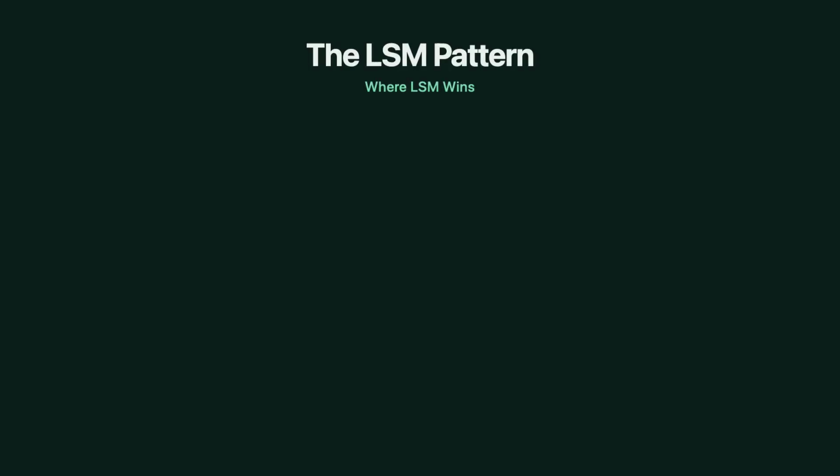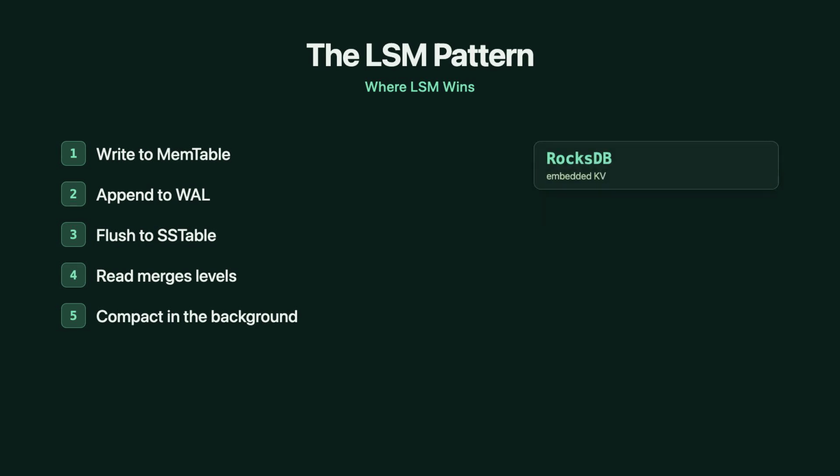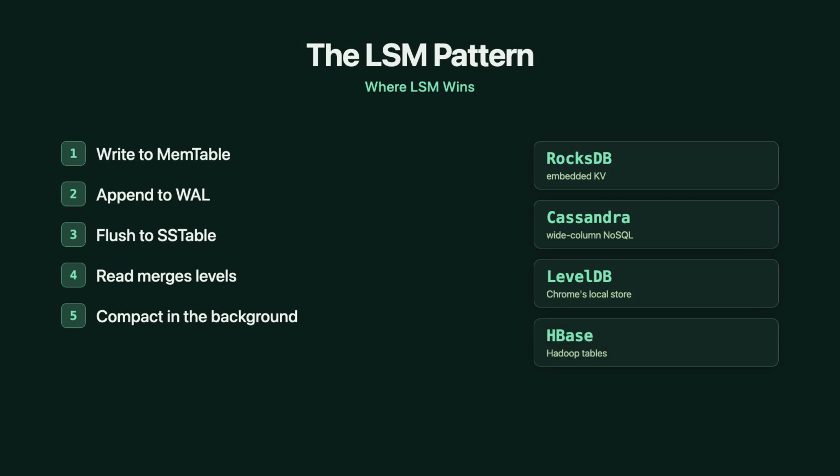Pull it all together, and you have a clean pattern. Write to the MemTable in RAM. Append to the write-ahead log on disk. When the MemTable is full, flush it as an immutable sorted string table. Reads merge across MemTable and SS tables, newest first, helped by Bloom filters and sparse indexes. Compaction runs in the background, rolling smaller files into bigger ones, dropping overwrites, and reclaiming tombstones. That pattern powers a lot of the storage you've used. RocksDB, Cassandra, LevelDB, HBase, ScyllaDB, and the storage engines underneath plenty of newer time series and event databases.